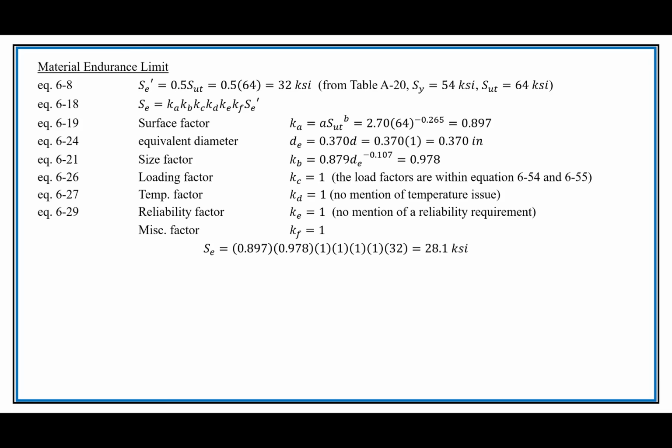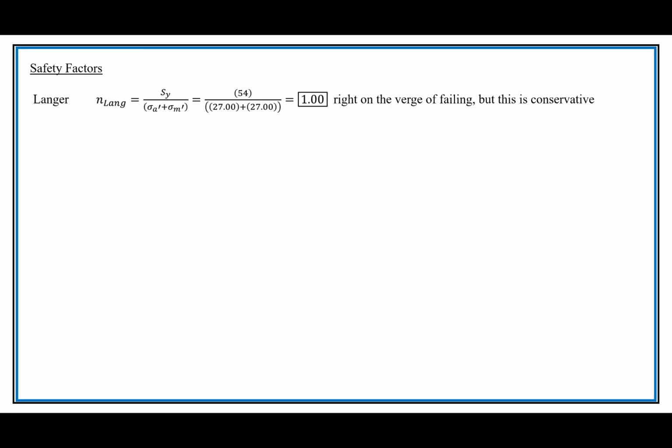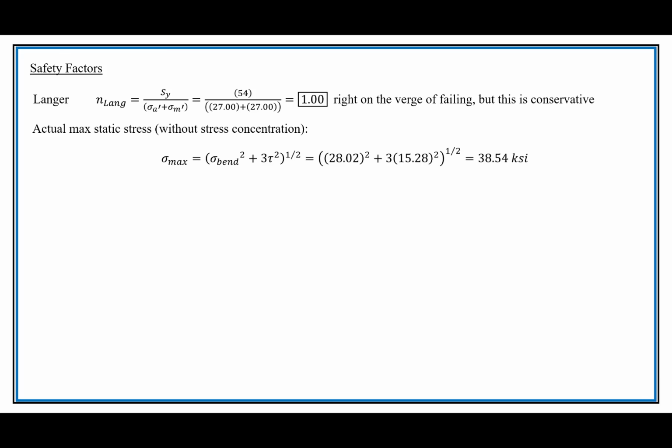So we can proceed with our safety factors, and we can check out Langer. Notably, we get 1, but this is conservative, right? So we remember that. Here I take a side journey and say, well, what would be the maximum? Even if I were to include the stress concentrations, I believe this is correct, we'd get 38.54.